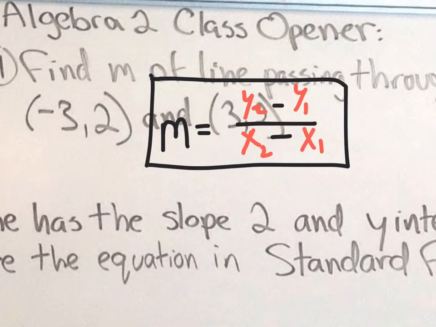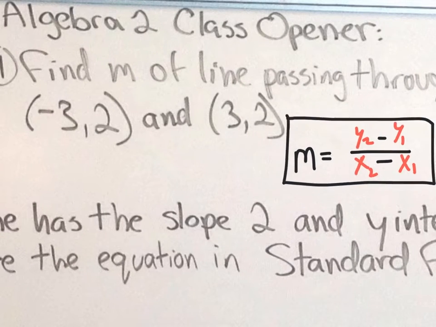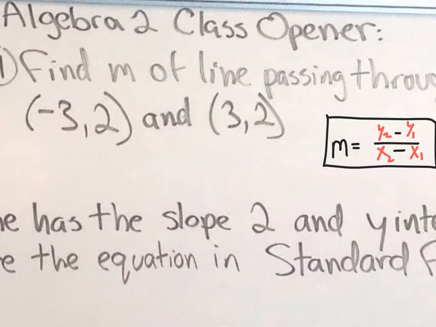Now, if you forgot the slope formula from last week, here it is. m equals y2 minus y1 over x2 minus x1. So what you need to do is first label your points. This is an x value and a y value. This is an x value and a y value. And of course, this is your first point, so you put (x1, y1) right next to it. Second point, (x2, y2) right next to it. Then you'll be able to plug it into this formula.